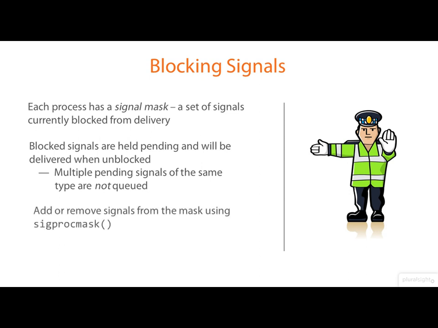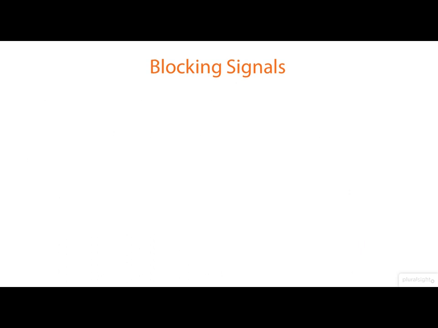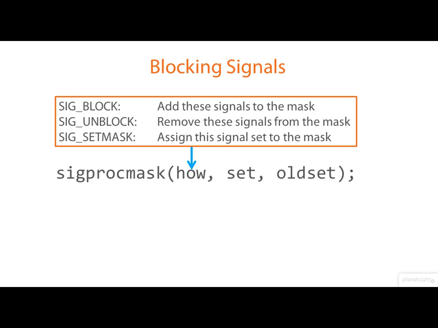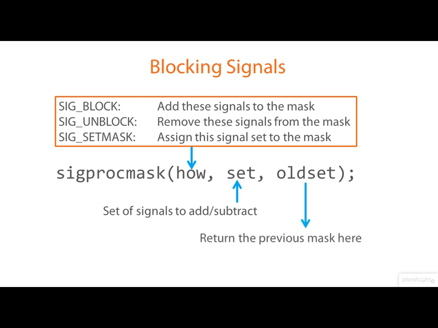We manipulate this process signal mask with the call sigprocmask. Let's take a look at that. The first argument is basically one of these three integer values. SIG_BLOCK means we want to add some signals to the mask. SIG_UNBLOCK means we want to take some away. And then SIG_SETMASK says that we want to assign this signal set piecemeal to the process signal mask. This is the sigset_t defining the set of signals we want to add or subtract, and we can get the old mask back as well if we want.